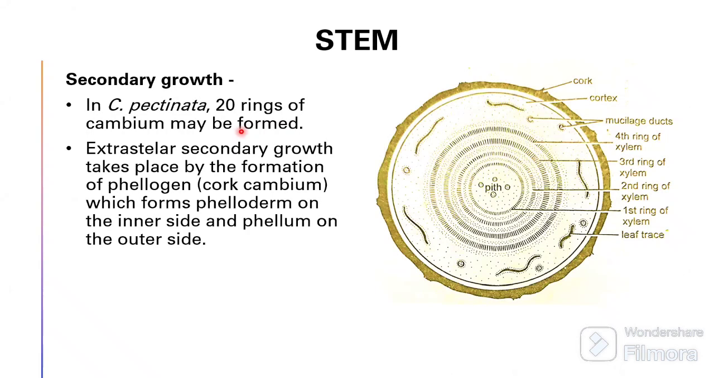Extrastelar secondary growth takes place with the formation of cork cambium, which is also called phellogen, which is formed in the outer cortex. This cork cambium cuts off cork on the outer side and secondary cortex on the inner side, which is also called phelloderm. So, a collective term called periderm is used for cork, phellogen or cork cambium, and phelloderm or secondary cortex. These are followed by rings of xylem which are made by the activity of cambial rings. So this is all about the secondary growth in stem.